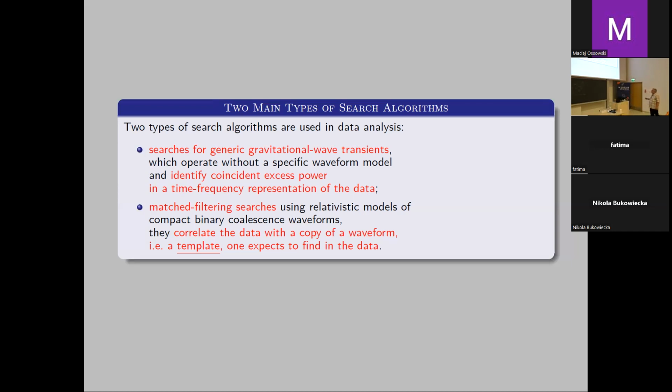And then we have matched filtering searches, which use relativistic models of the signals. The idea is very simple. Namely, we should correlate the data with a copy of a waveform we expect to find in the data, and this copy of the waveform is called a template.